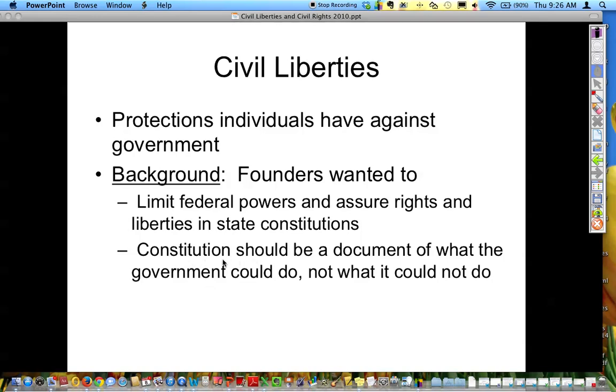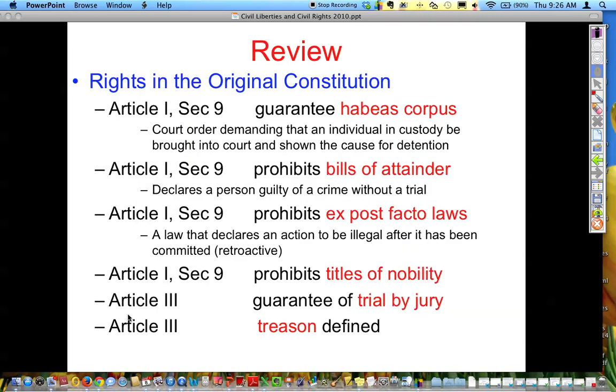The Constitution's principle is that it is a document of what the government can do, not what they can't. So the Anti-Federalists wanted those provisions in there. I want it written that the government cannot deny my right to bear arms. I want it written that the government cannot search and seize without power. And so that's how the Bill of Rights came about.